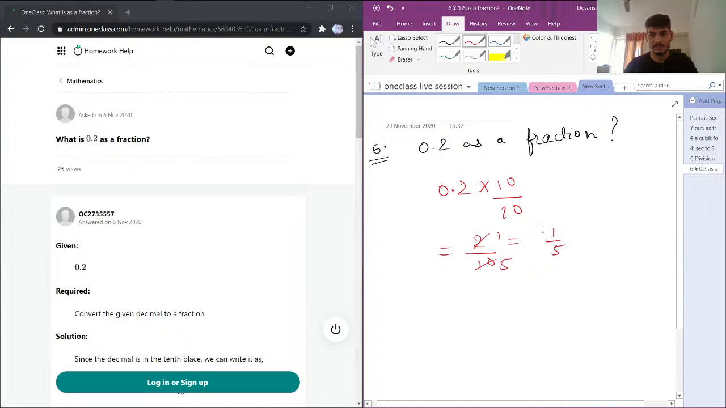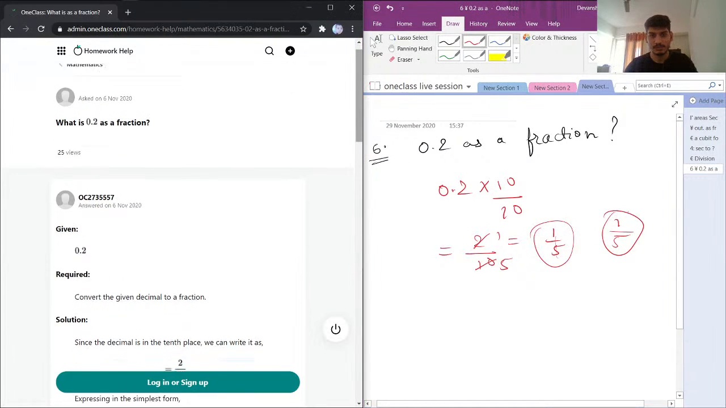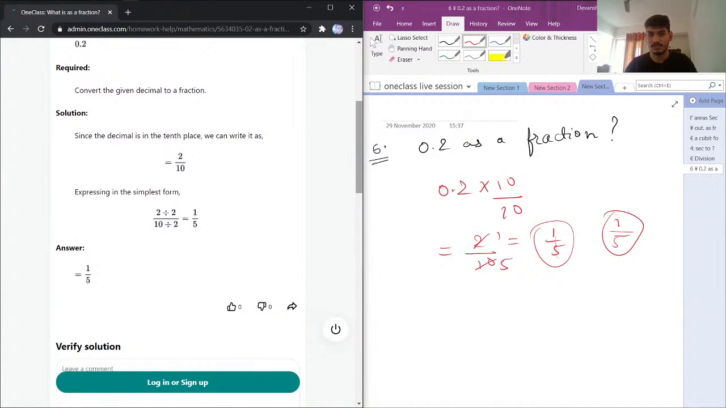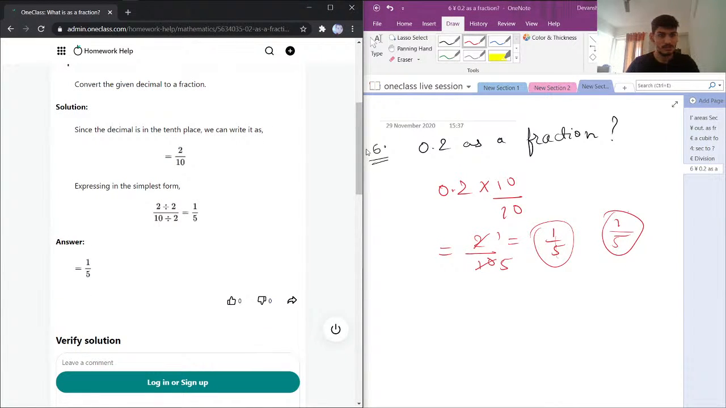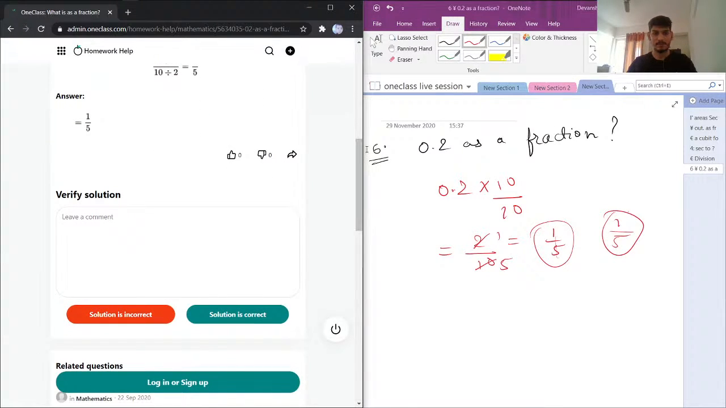Now 2 by 10 I can write as 2 ones are 2, 2 fives are 10. I can write this as 1 by 5, and now 1 ones are 1, 1 fives are 5. Again I'll get 1 by 5. This is the most simplified version of the fraction. So expressing in the simplest form, 0.2 is 1 by 5. Again, correct solution. Great job. Solution is correct.